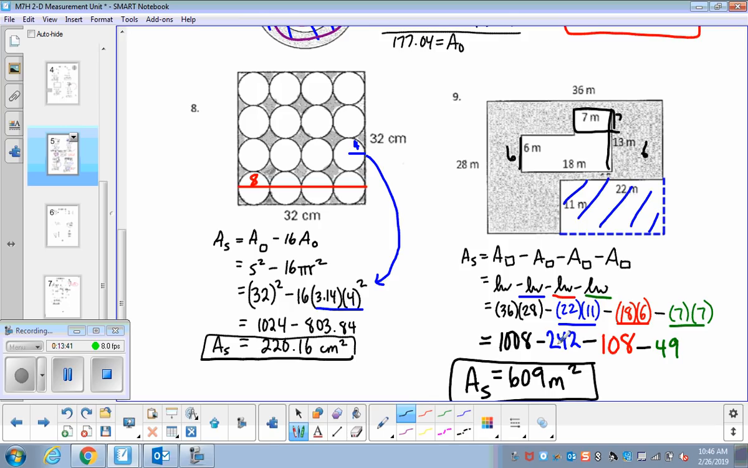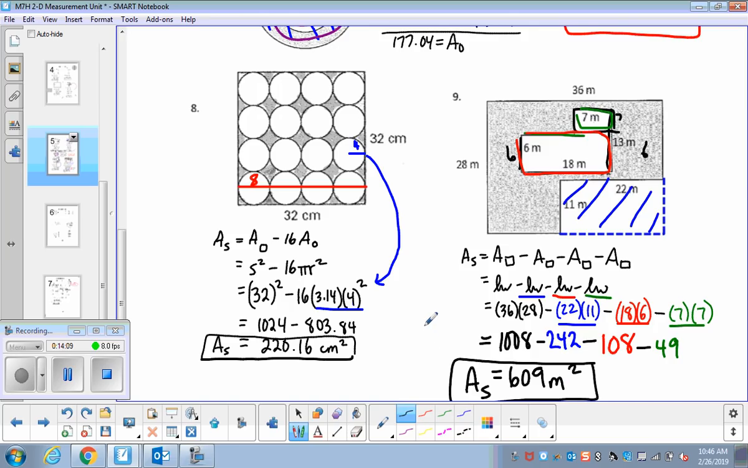First, I'm going to remove this blue part, which is 242. Then we're going to remove this 18 by 6, which was the red part right here. That had an area of 108. And then the last thing we needed to remove was this green part up here, which was 49. And when we remove the blue, the red, and the green, that's going to leave us all of this shaded stuff left over. And that's going to be 609 square meters.